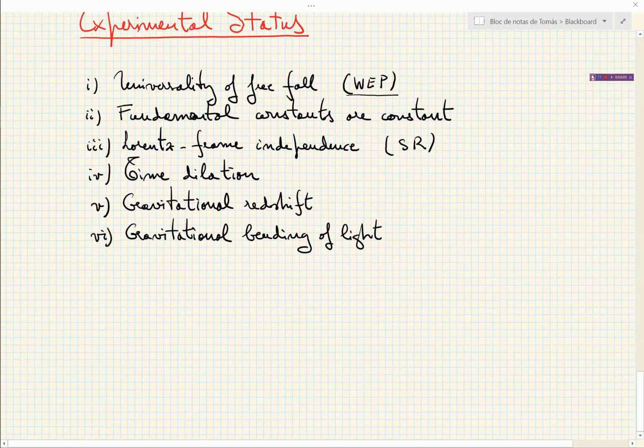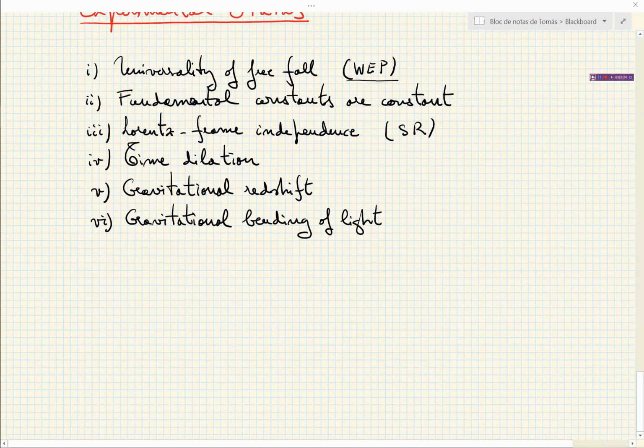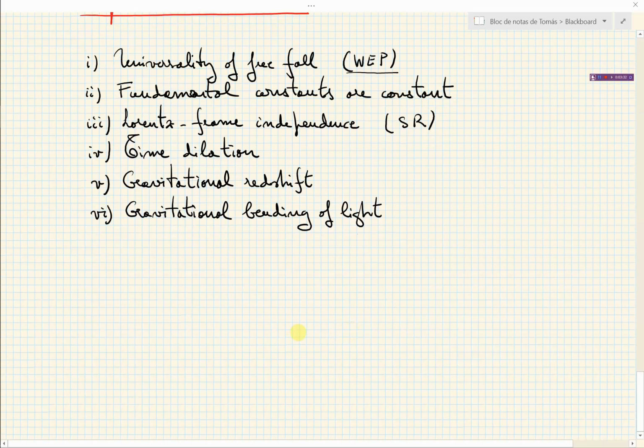The next prediction is that the fundamental constants of nature have to be constant in space and time. Again, no variations of the fundamental constants have ever been detected, and there are also strong constraints on these possible variations. You can check in the references mentioned in the program of the course what the current bounds are for these possible variations of constants, such as the charge of the electron, the Planck constant, and so on.